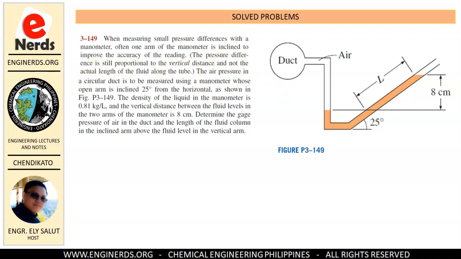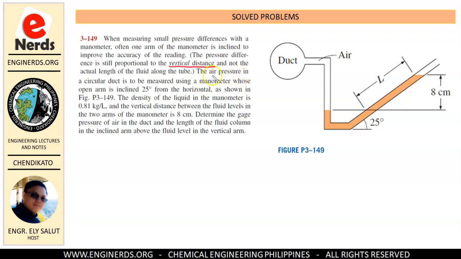This is what we want to highlight on this problem, that the pressure difference that we will be using is the vertical distance and not the actual length of the fluid. For example, in this figure, as you can see, we have the actual length. When we are solving an inclined manometer, ang concern natin is the pressure difference on the vertical, not on this length. So this will be our concern in calculating for the pressure. Now let us try to solve this problem.